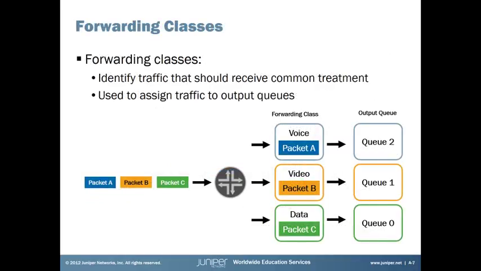So we set up this thing called forwarding classes. These identify classes of traffic that should receive common treatment, and we use those to assign traffic to queues, output queues.